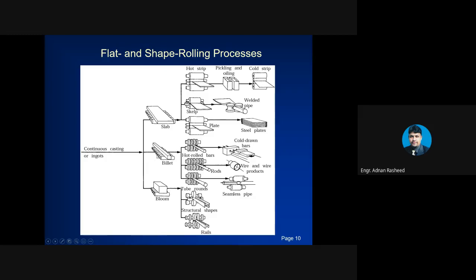Now you can see that these slabs, billets, and blooms are further processed to get various shapes. The slab is used in flat rolling. You can get hot strip, then pickling and oiling, and then you get cold strip as well. Basically, here you can get reduced thickness plates. Further, it can be used for welding purposes to get hollow pipes.